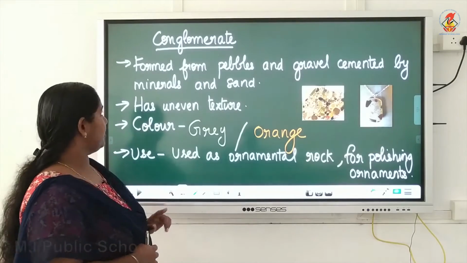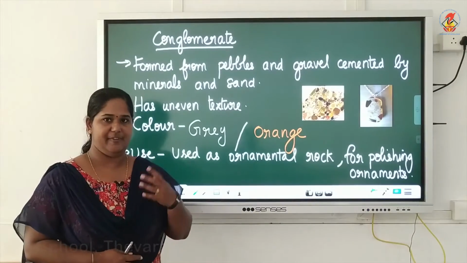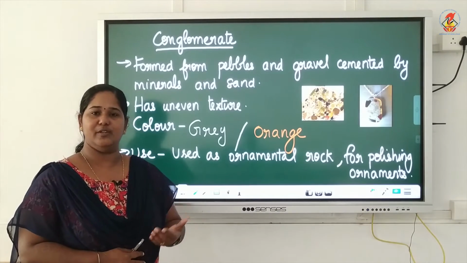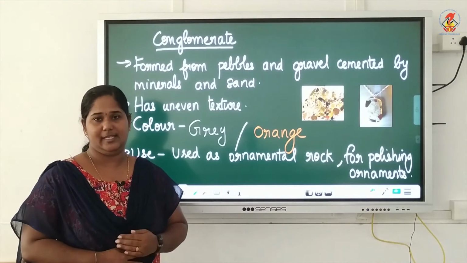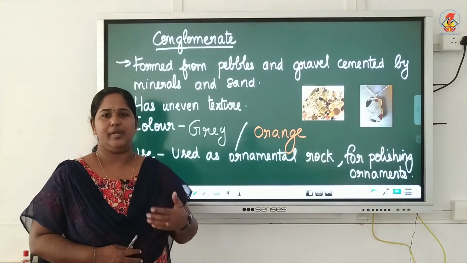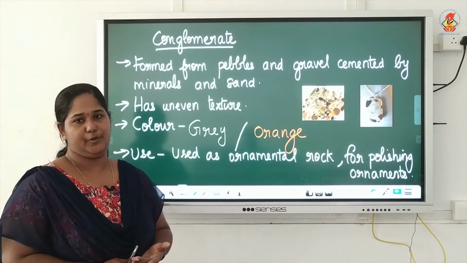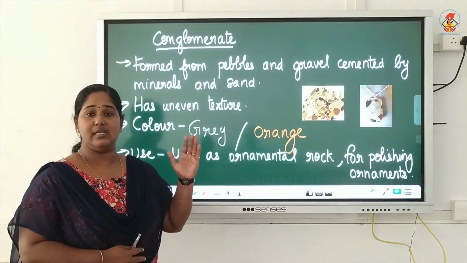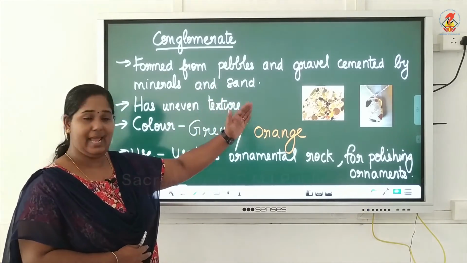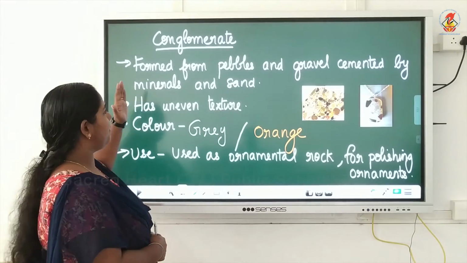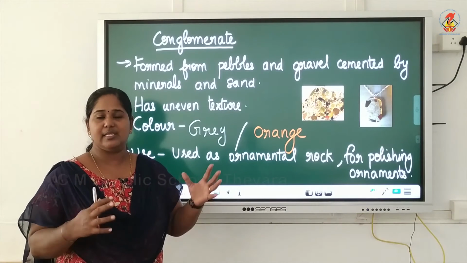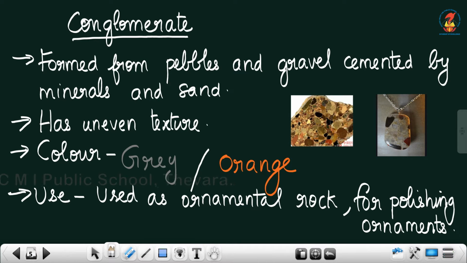The second type of sedimentary rock is conglomerate, a very new name, isn't it? You may be hearing this word for the first time. Conglomerate. Try to pronounce it properly, okay? It will be difficult the first time, but when you practice it becomes easy. So conglomerate is a sedimentary rock formed from pebbles and gravel cemented together by minerals and sand. Different minerals cement together the pebbles and gravel.